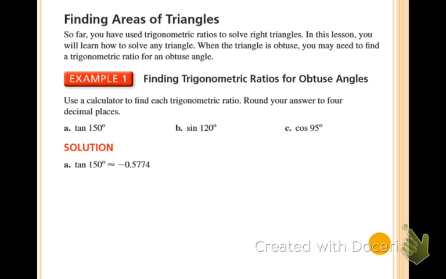I will explain what it means when we get there. I promise. All right, what about sine of 120? So you type in sine 120. Yep, 0.866. You can add the 0 if you would like. And the last, cosine of 95. Negative 0.0872.